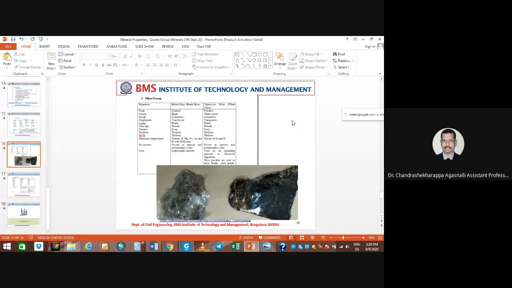So this is all about today's class: the quartz group of minerals, the mica group of minerals, and the feldspar group of minerals. The quartz group is generally used for manufacturing glass, the feldspar group is used for manufacturing tiles and ceramic products, and the mica group is used in the electrical industries.